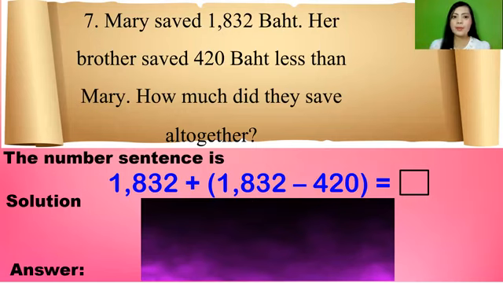Okay, number 7. Mary saved 1,832 baht. Her brother saved 420 baht less than Mary. So that's minus, less than. How much did they save altogether? So you need to add Mary's savings and her brother's savings, altogether. But before you can find the money of her brother, you need to solve first 1,832 minus 420, because it's less than. So her brother has less money than Mary. All right, so that's it. Stop the video.